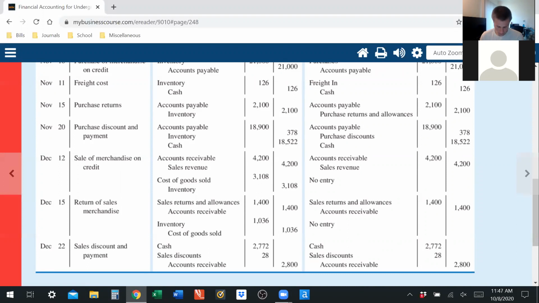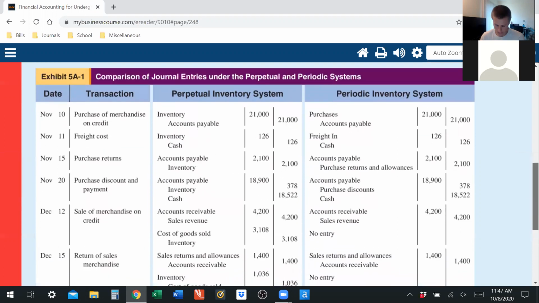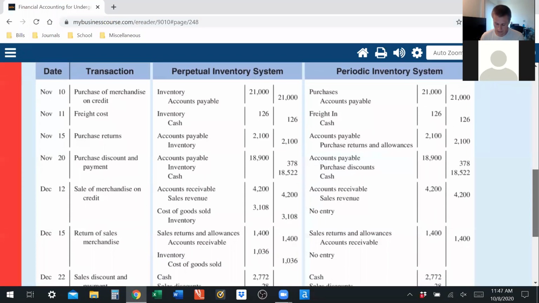And then whenever your customer pays their account off with you, and suppose they pay within the discount period, so you give them a discount, it's the same entry whether you're periodic or perpetual. And so what would happen at the end of all these entries over here under the periodic column, the company would then make another journal entry. Actually, they would make a few journal entries.